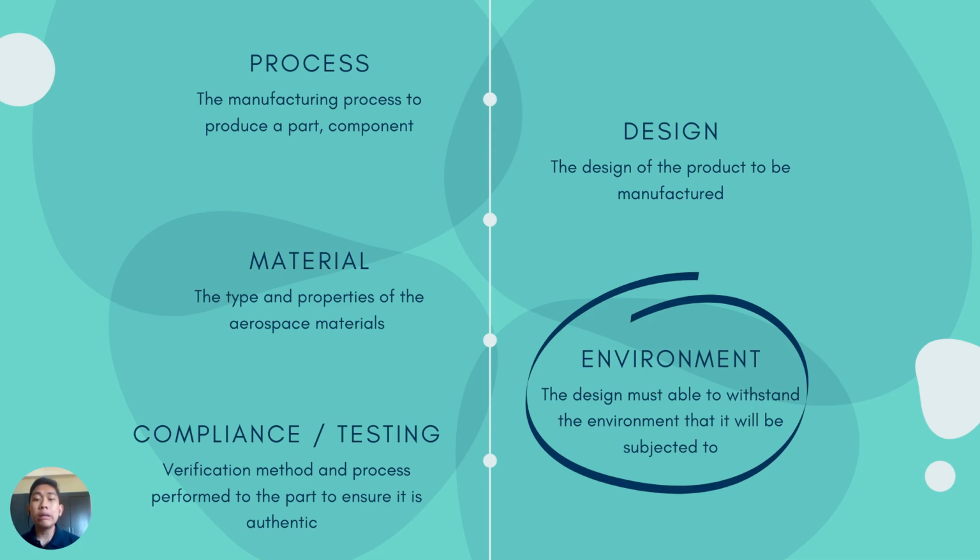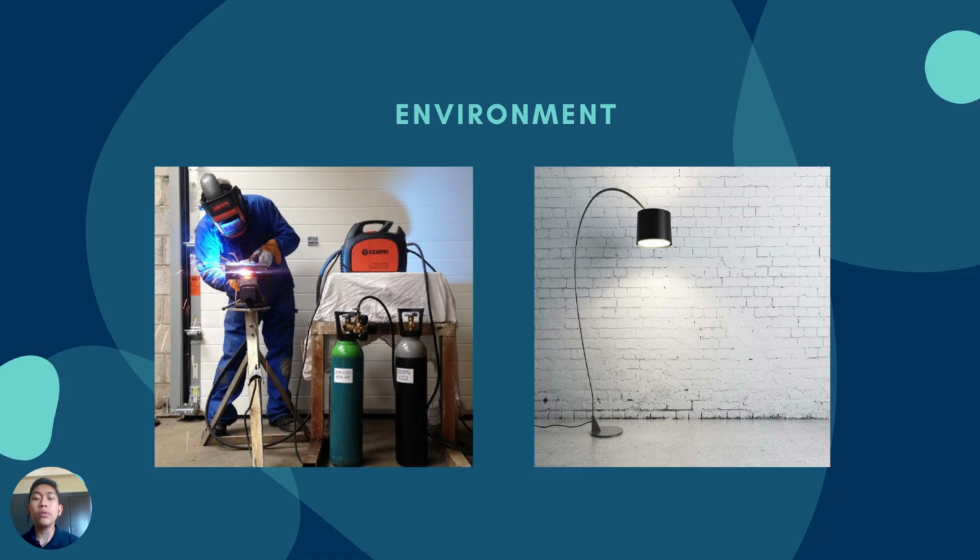Environment: the design must be able to withstand the environment that it will be subjected to. There are currently 2 or 3 environments that are controlled. The first one is the usage of shielding gas in welding processes. You need shielding gas to produce a nice weldment, and the humidity and lighting in the facility are controlled under specific requirements to keep each process in check. The minimum light intensity in the facility is 500 lux, so that the employees can see what they are doing, right? So 500 is the minimum.